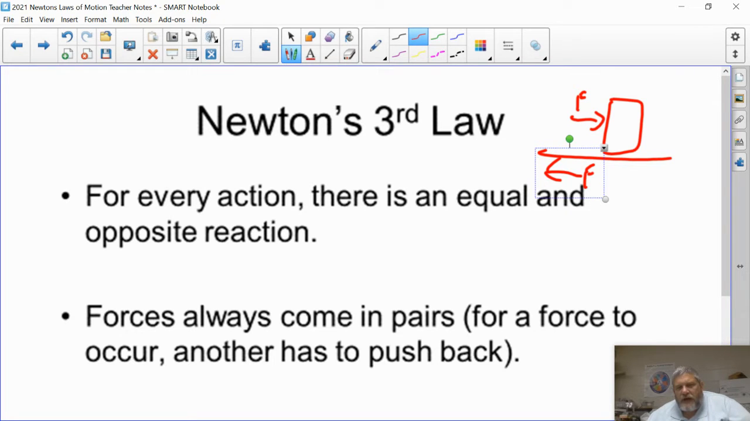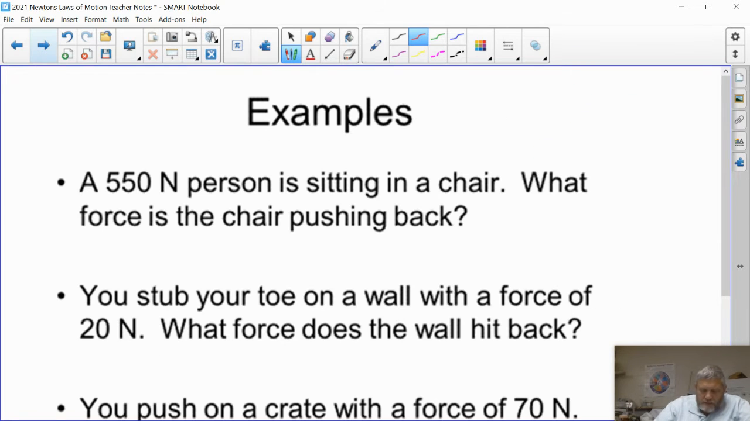If you've ever stood on ice with a friend, you've felt this, because if you push them one way, they slide one way, but you slide the other, right? Because they apply that equal force in the opposite direction. So forces always come in pairs. For a force to occur, another one has to push back.